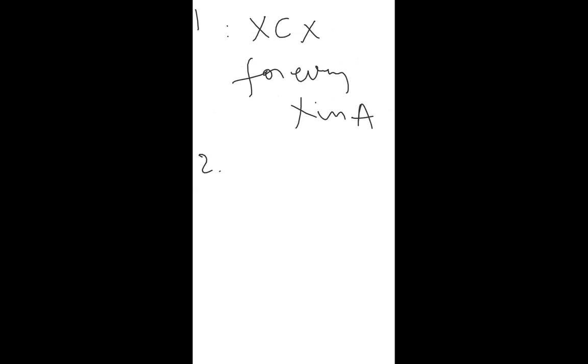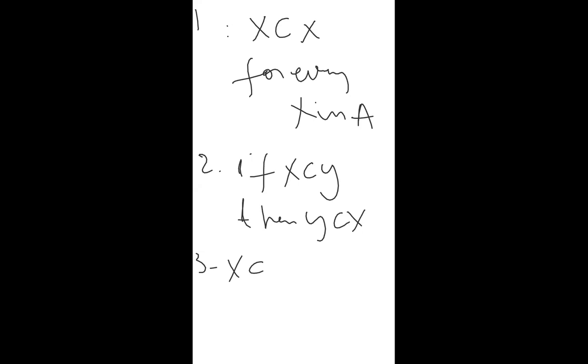And the second one would be symmetry. So that would be if x is in relation with y, then y is in relation with x, the same relation. And the third one, we have transitivity. And that means if x is in relation with y and y is in relation with z, then x is in relation with z.